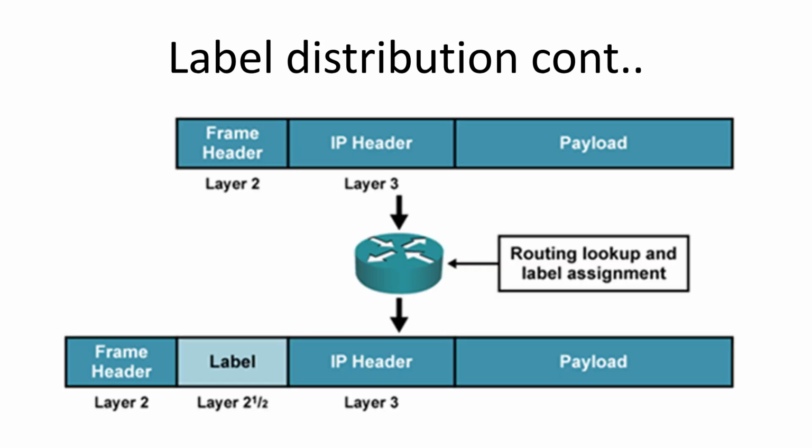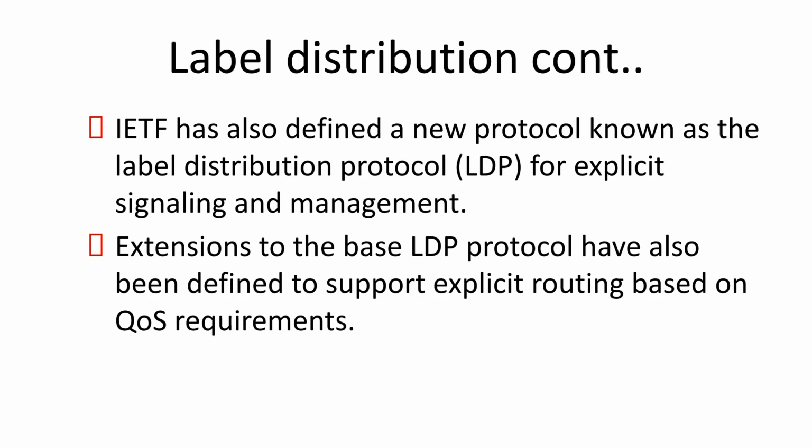This graphic illustrates the process of label distribution, where a packet undergoes a routing lookup and label assignment before being forwarded with the MPLS label inserted between Layer 2 and Layer 3. The IETF defined the Label Distribution Protocol, or LDP, for explicit signaling and management of labels. Extensions to LDP have been defined to support explicit routing based on quality of service requirements.